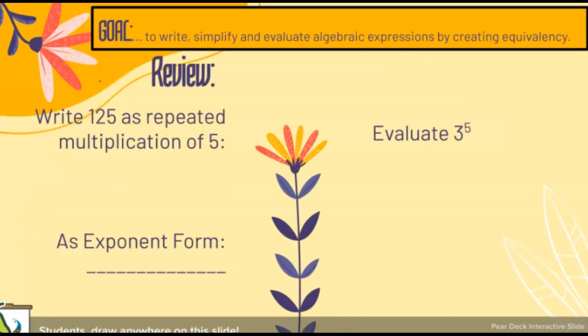So here we go. Write 125 as a repeated multiplication of 5, and then write it in exponent form or exponential form. And then also evaluate 3 to the power of 5. I'll give you 3 minutes. Can someone tell us the expanded form, or repeated multiplication of 5, to make 125? Sean, can you say it out loud? 5 times 5 times 5. Yes, and the exponential form of this, Darren?